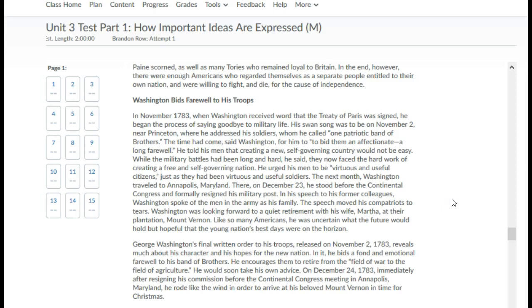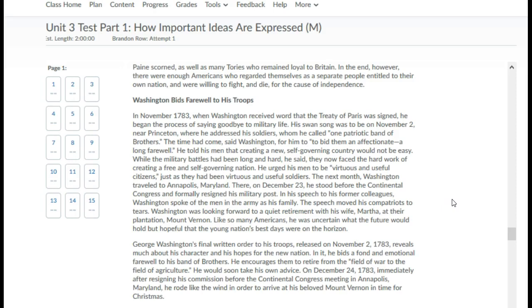Washington was looking forward to a quiet retirement with his wife Martha at their plantation, Mount Vernon. Like so many Americans, he was uncertain what the future would hold, but hopeful that the young nation's best days were on the horizon. George Washington's final written order to his troops, released on November 2, 1783, reveals much about his character and his hopes for the new nation. In it, he bid a fond and emotional farewell to his band of brothers. He encouraged them to retire from the field of war to the field of agriculture. He would soon take his own advice.